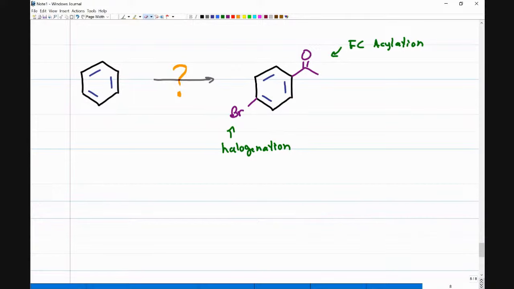Let me know in the comments if this has been your approach or was your planned approach. I'm going to challenge you that you don't need that. What I want you to do instead is look at what you have. Look at the group and ask yourself, does it look like it would donate electron density? Or does it look like it would withdraw?